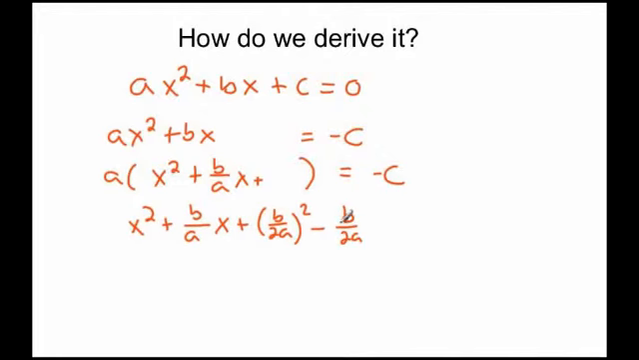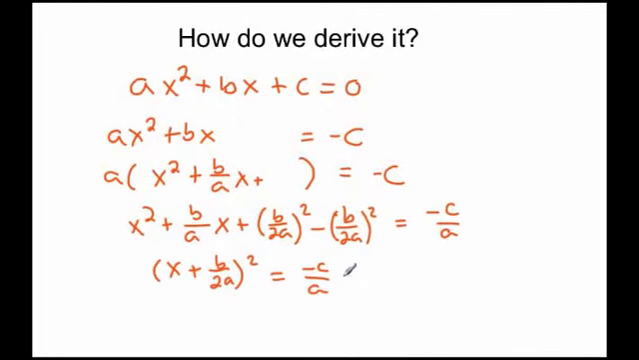This is the odd step that may be something you need to look at in completing the square. And therefore, I can take this extra piece and add it across, and then what I'm left with here is a perfect square. So I have x plus b over 2a quantity squared is equal to negative c over a plus b squared over 2a squared.